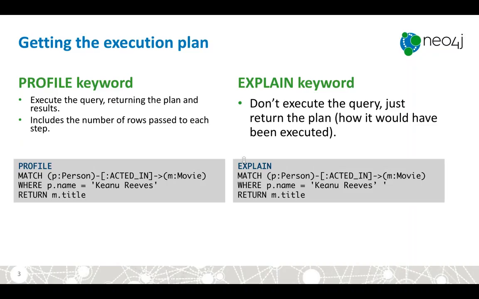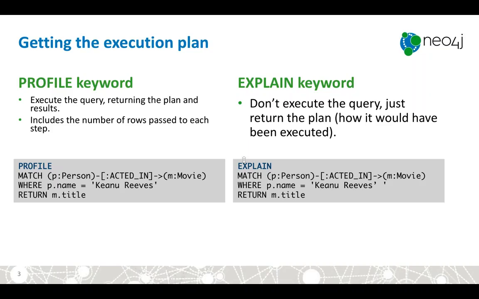So the first topic is about getting the execution plan. And this is about how the Cypher planner turns your Cypher syntax into an actual execution plan on the server. So the two keywords that you would be using here are the profile and the explain keywords. The difference here is simply that the profile keyword will actually execute your query, whereas the explain keyword will not.